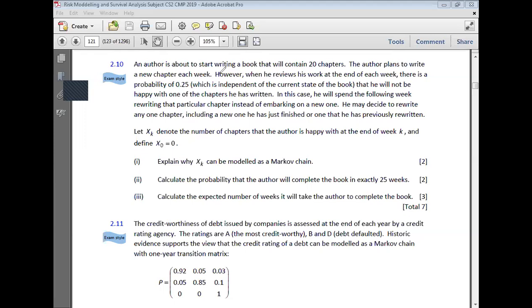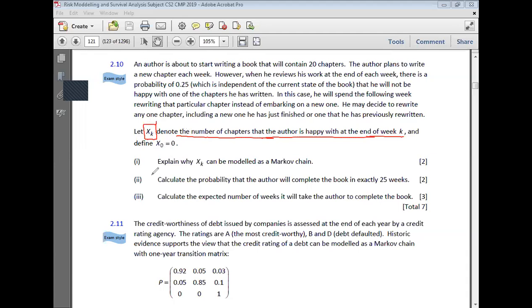It makes me happy that we are given what my state space would be. The very first question asks me to explain why xk can be modeled as a Markov chain. And they have given me in the question what my xk is. It is the number of chapters that the author is happy with at the end of week k. So at the end of week 0, there are no chapters, so of course x0's value is going to be 0.